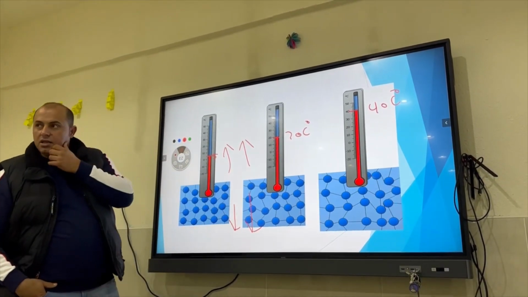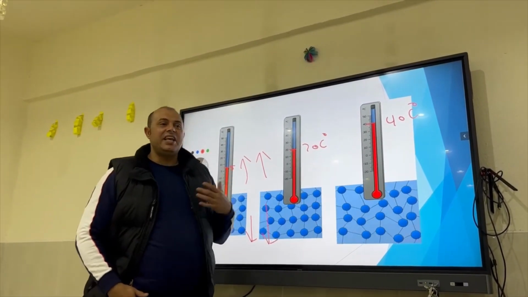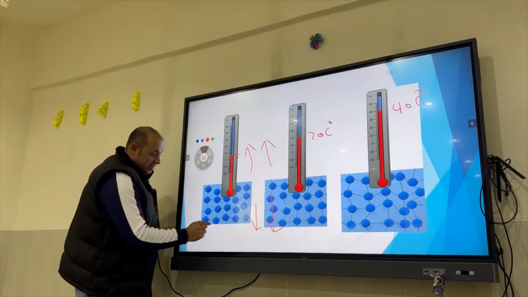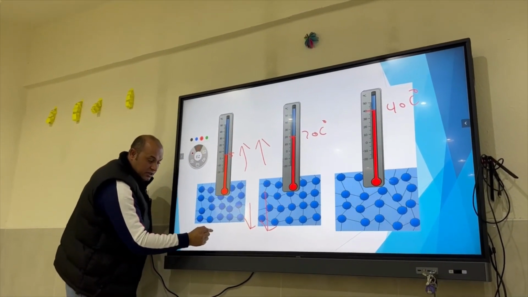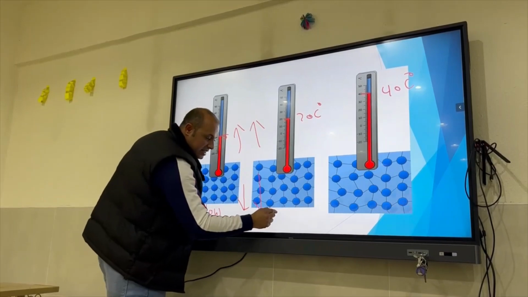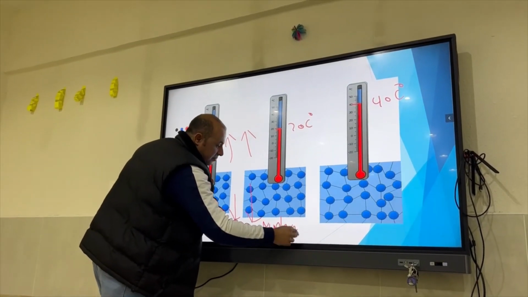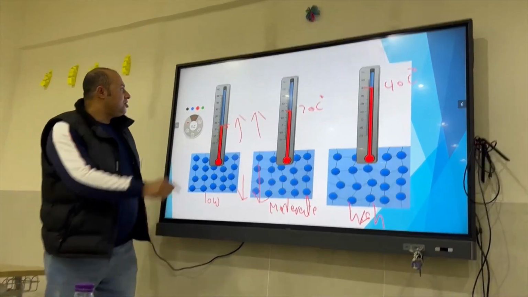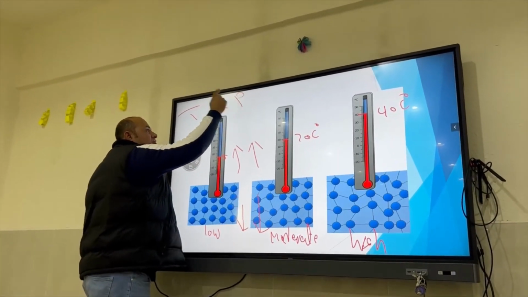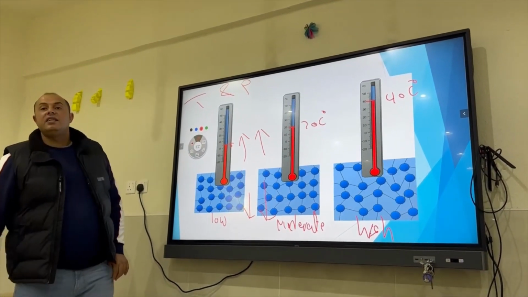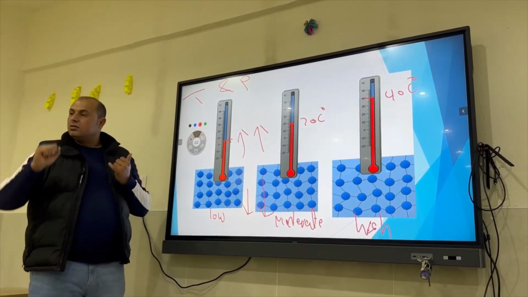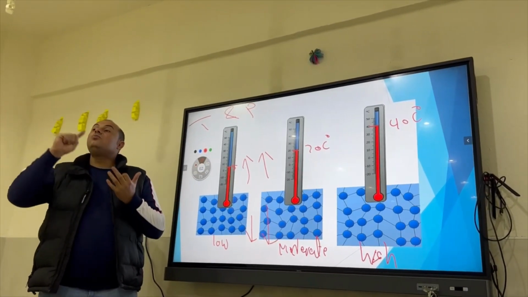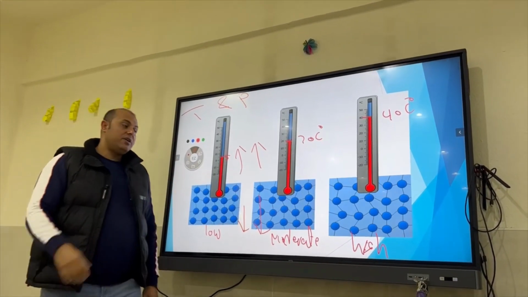When the speed of particles increases, what about the pressure? Here, the pressure is low. The pressure here is moderate, for example. And the pressure here is high. So who can tell me the relationship between temperature and the pressure of gas, directly or inversely? Directly. So more temperature, more speed of particles, and more pressure.